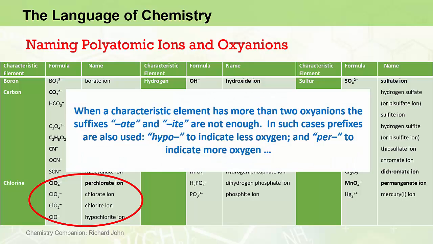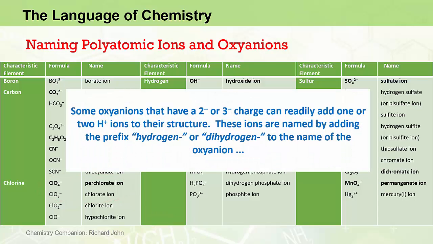In the case of these chlorine-based oxyanions, there are actually 4 different oxyanions. When a characteristic element such as chlorine has more than 2 oxyanions, the suffixes "ate" and "ite" are not enough. In such cases, prefixes are also used: hypo to indicate less oxygen, and per to indicate more oxygen. So for example, we see the hypochlorite ion, which has 1 less oxygen atom than the chlorite ion, and we see the perchlorate ion, which has 1 more oxygen than the chlorate ion.